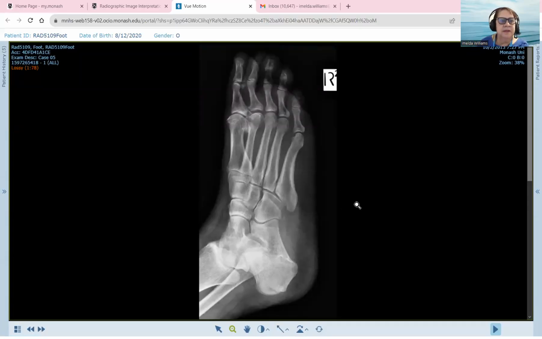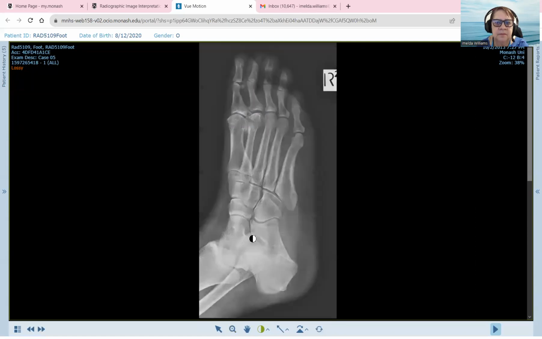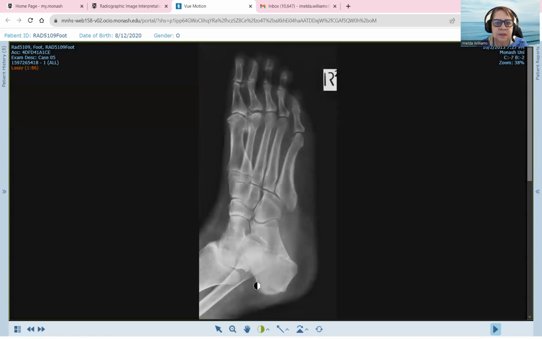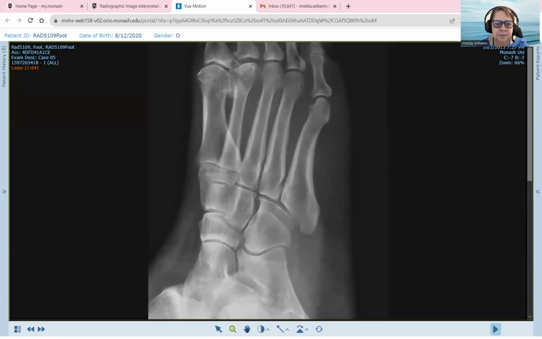So the final case that I've given you is that of a patient who has been referred for an X-ray of the foot and who has had a previous injury to the foot. So I'm just going to change the setting slightly and then zoom in.